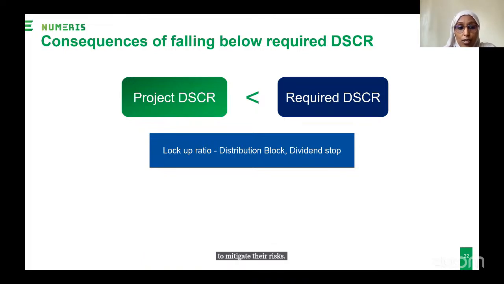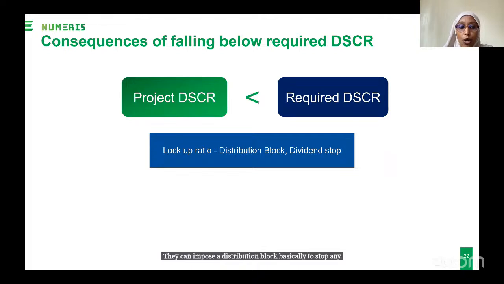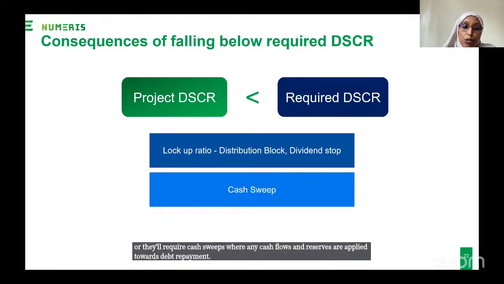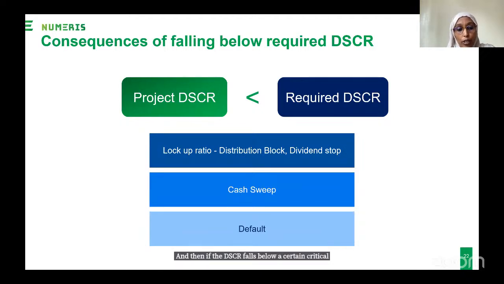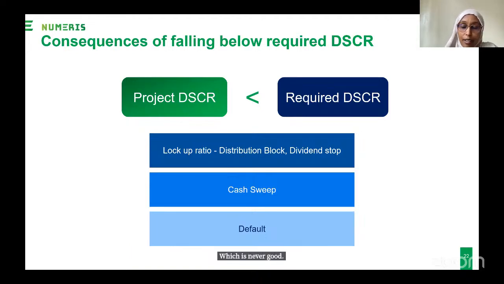One of the interventions is the lockup ratio. The lockup ratio basically is the DSCR level at which the lender will enforce certain measures to mitigate its risks. They can impose a distribution block, basically to stop any dividend payments, or they'll require cash sweeps where any cash flows and reserves are applied towards debt repayment. And then if the DSCR falls below a certain critical level, maybe below 1, it could trigger a default event, which is never good. Of course, declaring a default is never in the best interest of the lenders or the borrowers. So I'll pose this question to Chris at this point. How is this typically managed?